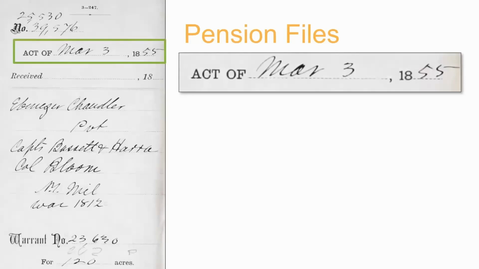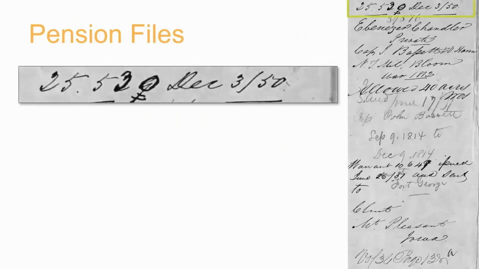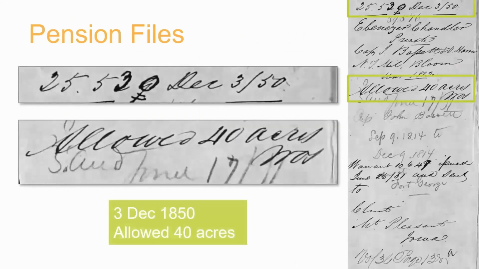So for this one, it gives us some of the application for bounty land. This top portion tells us under the Act of 1855 that he received 120 acres. If you remember, under the Act of 1855 they can receive up to 160 acres, so that makes me think he already received 40 acres. Well, that's the case, because when I kept looking through his file, I found that in 1850 he received 40 acres. So there we go, there's our history.